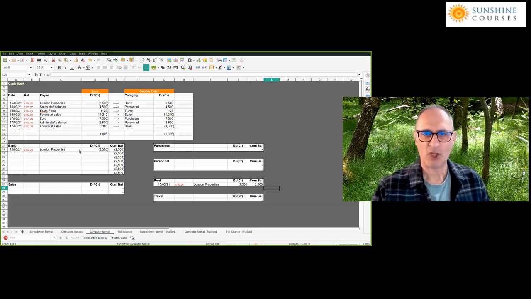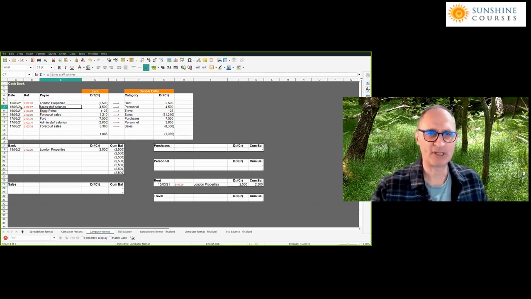Note, you can't tell from any one account, you can't see the double entry. You have to go back to the audit trail to see that the other side of this entry of £2,500 goes to rent. Or if you're in the rent account, you have to go back to the audit trail to show the other side of this £2,500 is the bank. You can't tell from this individual account. Just wanted to highlight that.